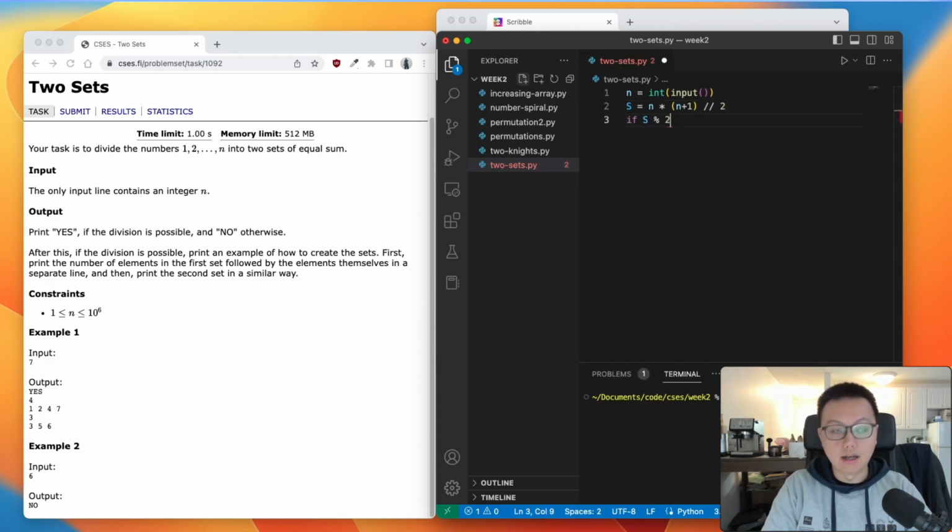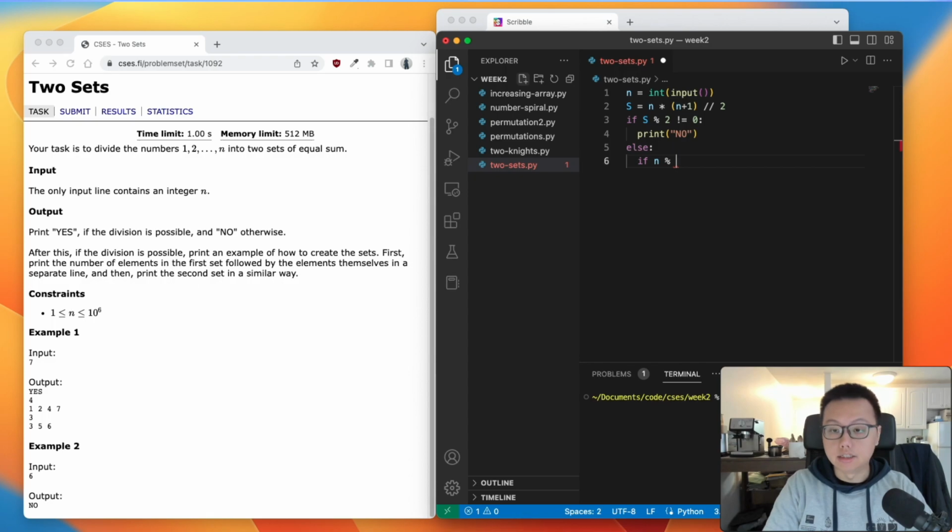If s is an odd number, then we know that it must be a no case, right? Otherwise, there is some way to do it. So it depends on whether or not n is an odd number or not.